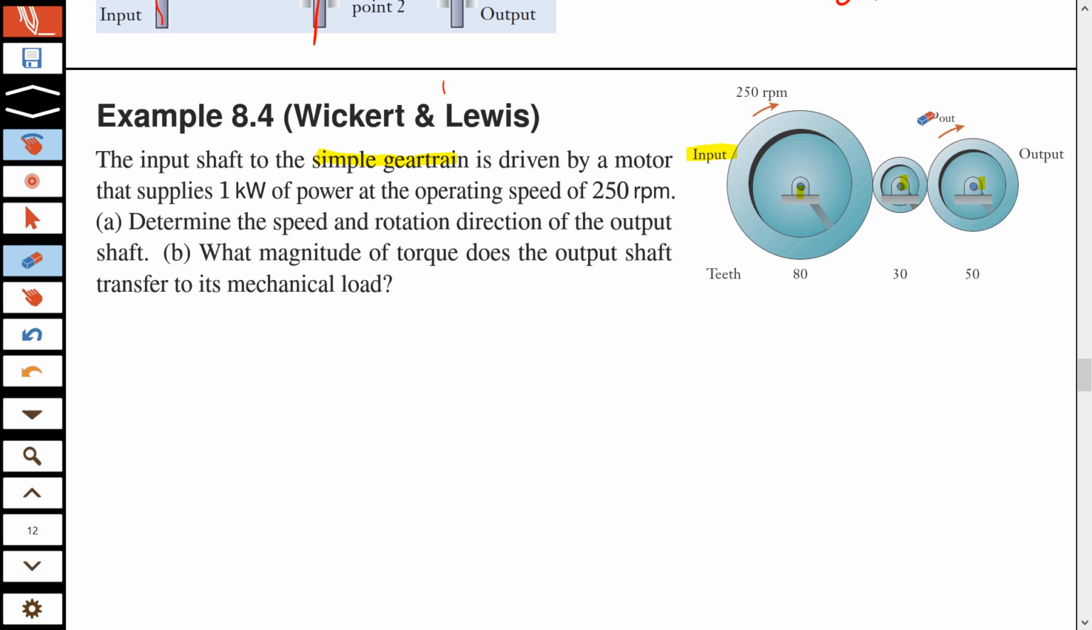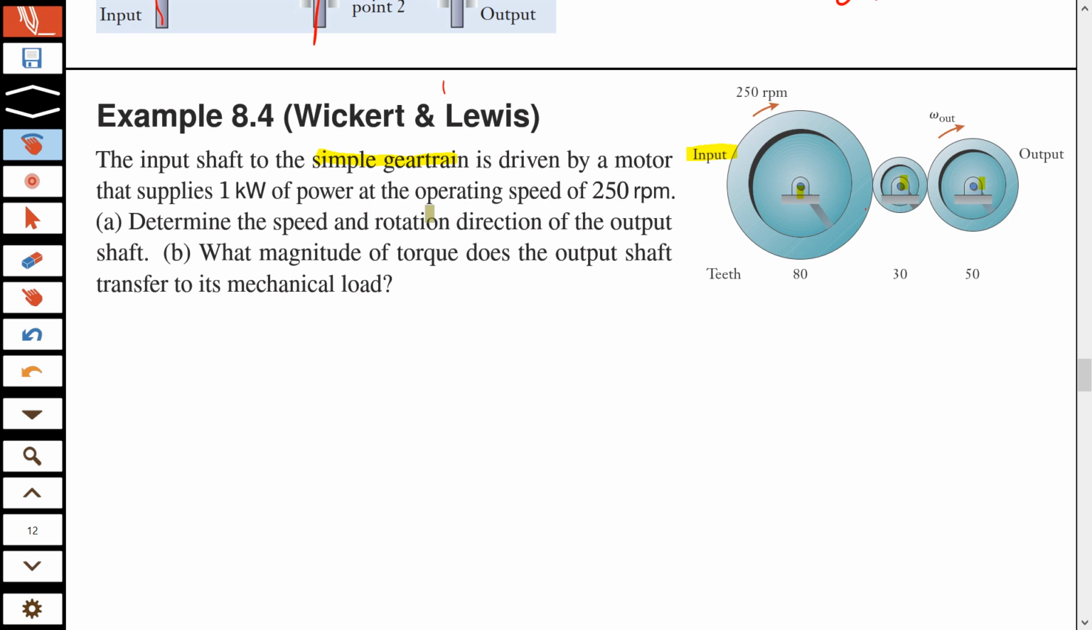Remember, let's check this arrow. If this motion is clockwise, because of this meshing, this has to be anti-clockwise because they both must be moving together. And this omega out must be opposite of this. So this arrow is correct.